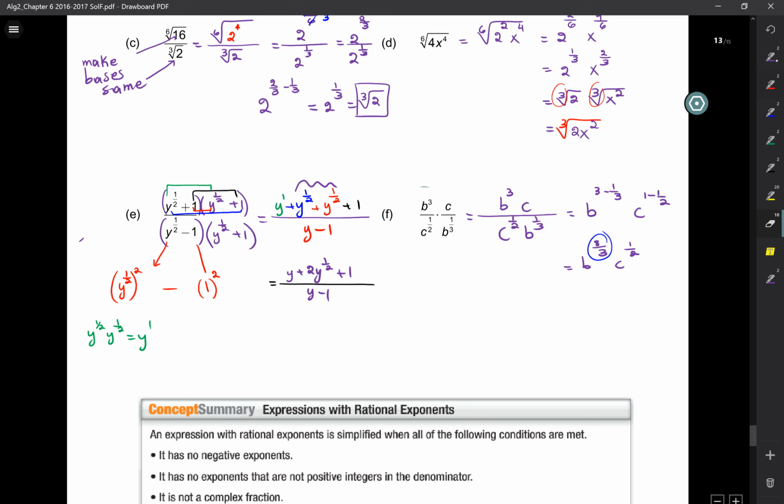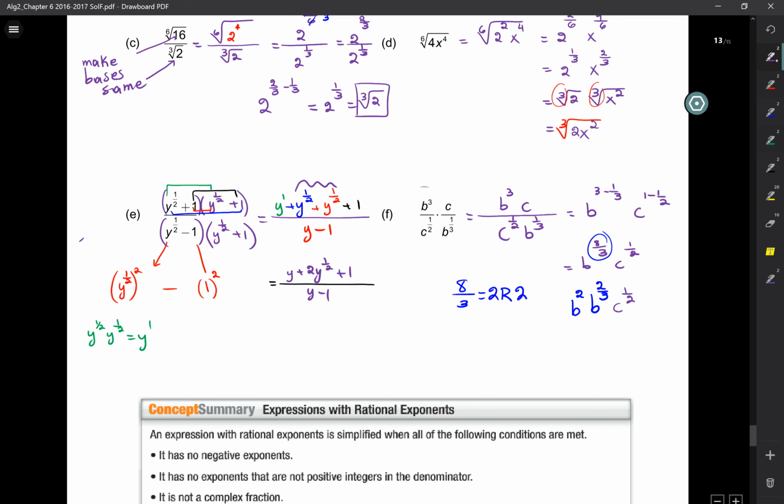Well, how about if we do a remainder bit? What's 8 divided by 3? 2, remainder 2, right? So this is going to be b to the 2, b to the 2 over 3. So 2, remainder 2. And it'll be c to the 1/2.